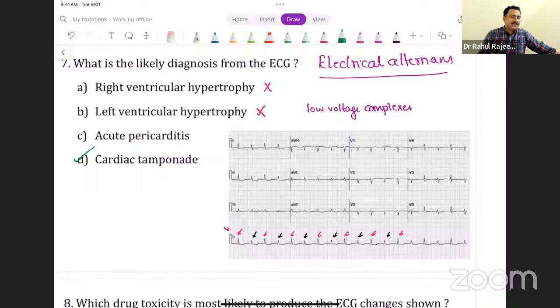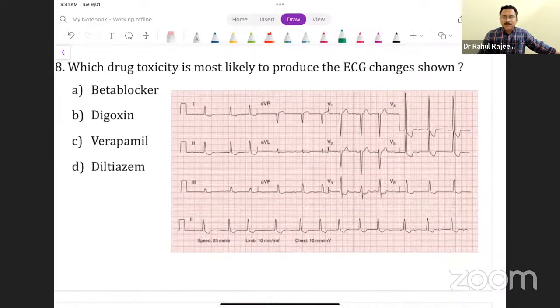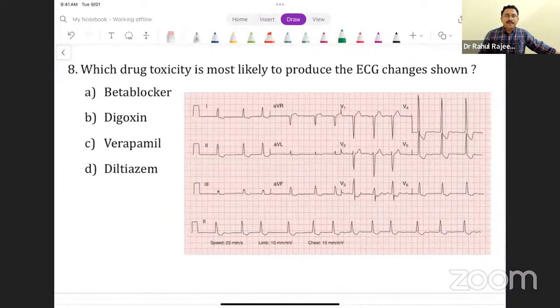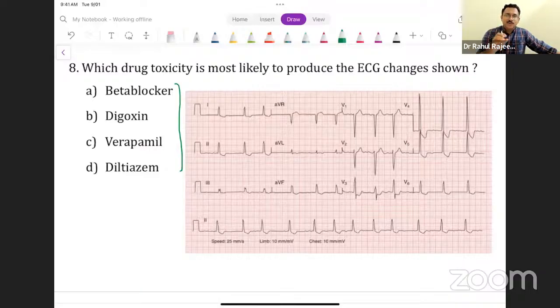If you're clear with this, please give me a thumbs up in the chat box. Next question, which drug toxicity is likely to produce the ECG changes shown? Beta blocker, digoxin, verapamil, and diltiazem. So first of all, I want my children to tell me what is common to all these drugs in these options. You can see that all the options are drugs that reduce the conduction through the AV node.